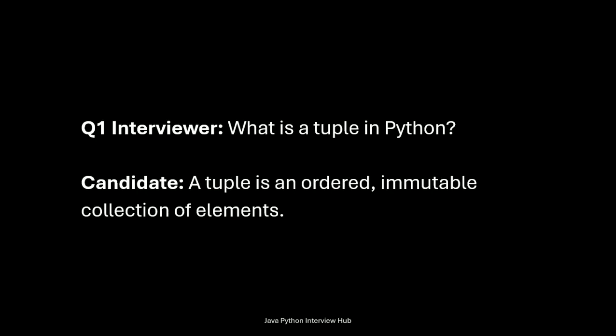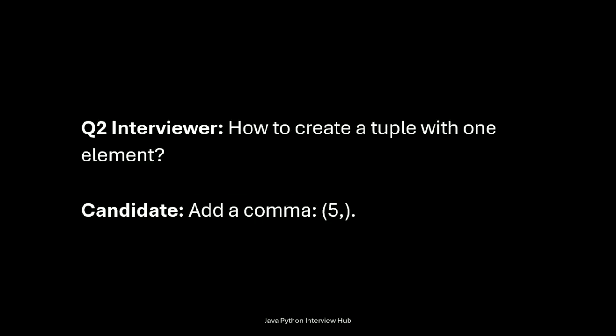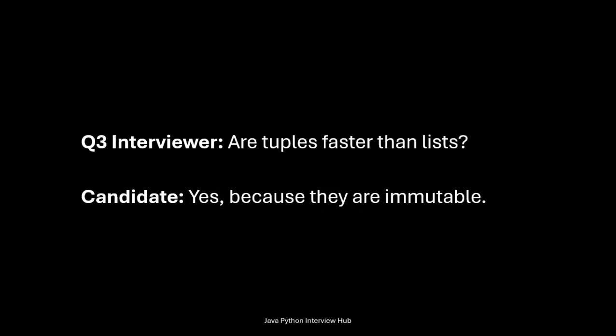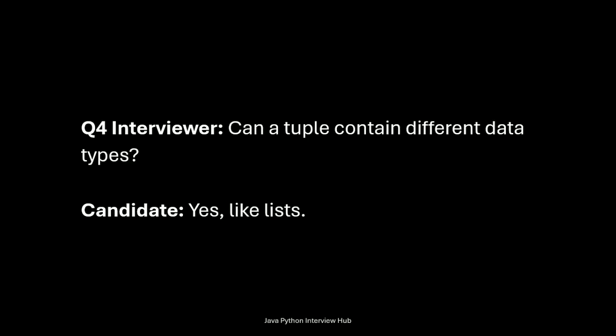First one is, what is a tuple in Python? A tuple is an ordered immutable collection of elements. Second, how to create a tuple with one element? Add a comma with the round brackets. Are tuples faster than lists? Yes, because they are immutable. We cannot change them at runtime.